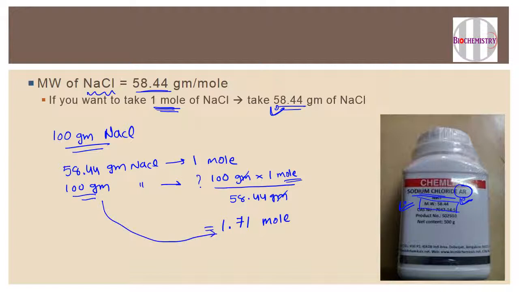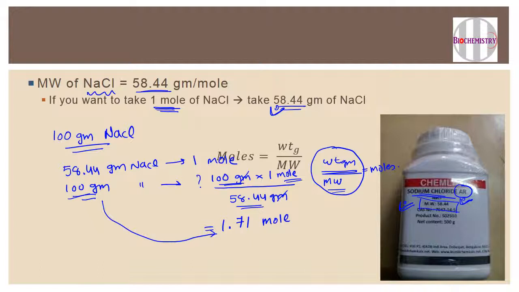So what we have done is, here we wanted to find out the moles. So we took the weight in gram divided by its molecular weight. See, this 100 was our weight and this was our molecular weight, gram per mole. So this division will give us the number of moles. So we can simply apply this formula, that is moles is equal to weight in gram divided by molecular weight, whenever we want to interconvert between moles and weight in gram.